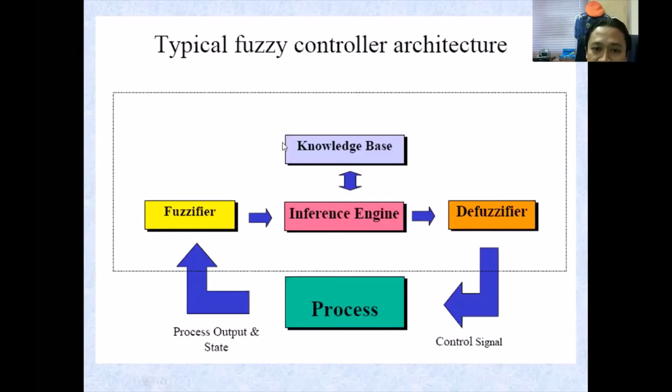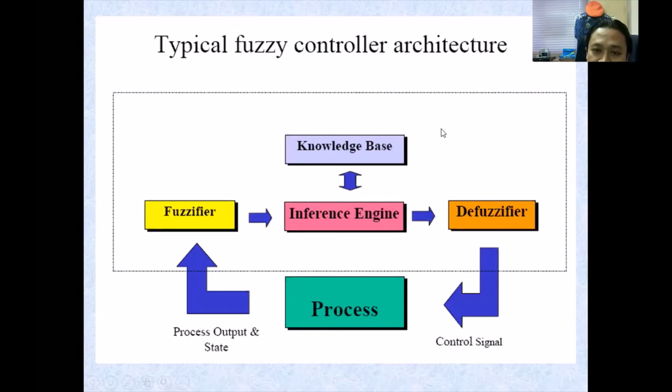And then the knowledge base. In the knowledge base we have to set the rules. For example, we set how many rules in the knowledge base, such as: if hot, then don't touch. We can set this. And then the last component is the defuzzification, or defuzzifier. Its function is to convert from the fuzzy set to the crisp set.